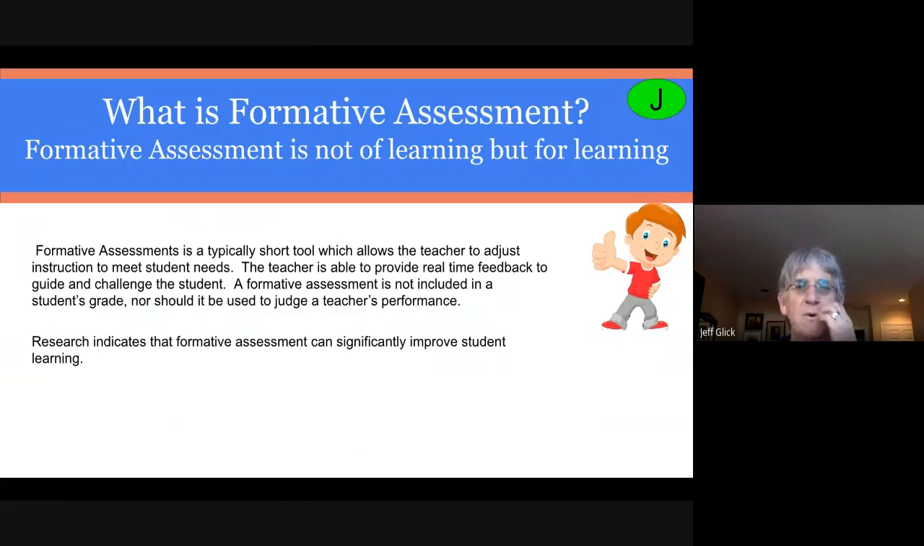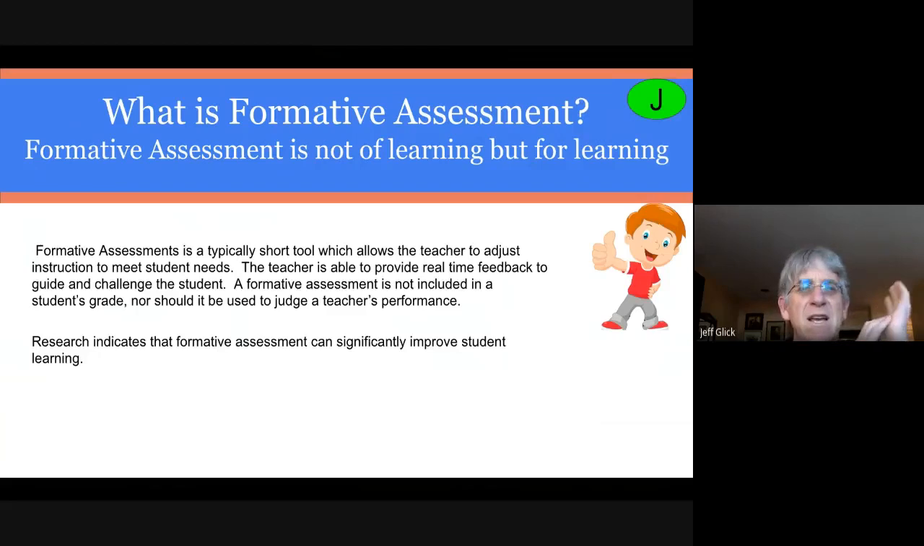And the distinction is that formative assessment is not of the learning, but it's for learning. So we're now getting away from that pressure. We're now getting away from that fear of the MCAS. We're saying we're not assessing what you know. We're looking so that we can better learn.